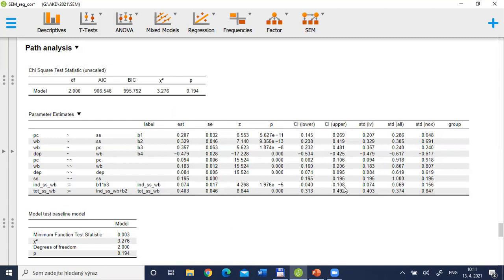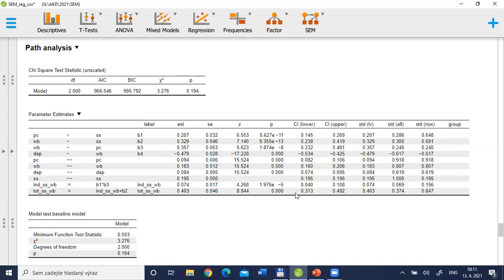And the last row is describing total effect. It is nothing more than the sum of this indirect effect and this direct effect. So 0.329 plus 0.074 gives 0.403. You can check it, but it should be correct. And once again, the effect is evaluated.